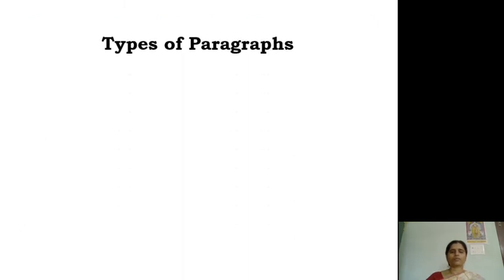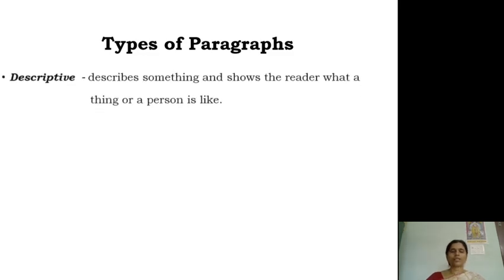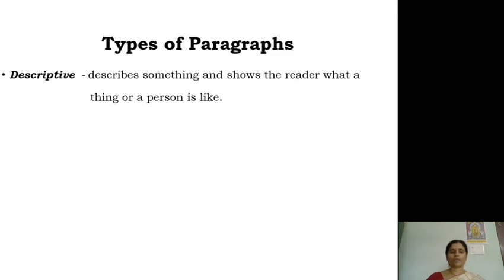And now we have different types of paragraphs. That means based on the purpose of constructing the paragraph, they have been given some names. When you describe a thing in a paragraph, it is said to be a descriptive paragraph. Describing means that when the reader is reading that paragraph, it creates pictures in his mind as if he is looking at that particular thing.